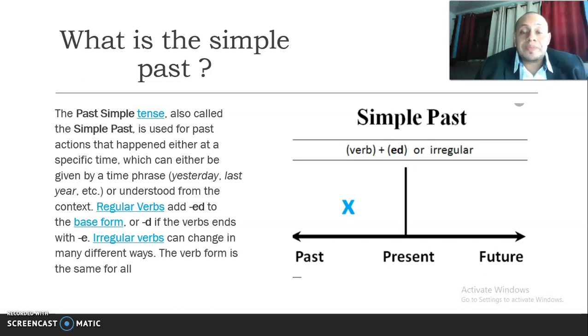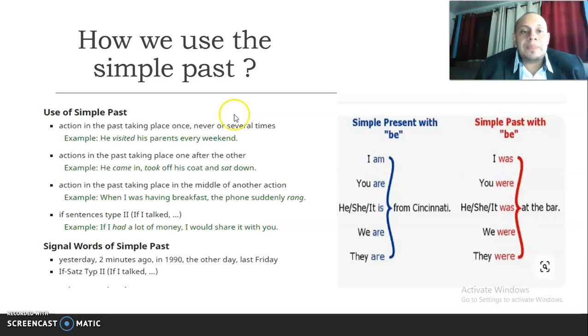Some regular verbs have a few rules, so you have to add ed to the base form, as we can see here in our graphic, and some others just the d, as in David. And the irregular verbs are totally different, and we're going to analyze them a little bit later. Okay, so quick question: how do we use the simple past? We have to analyze it little by little.